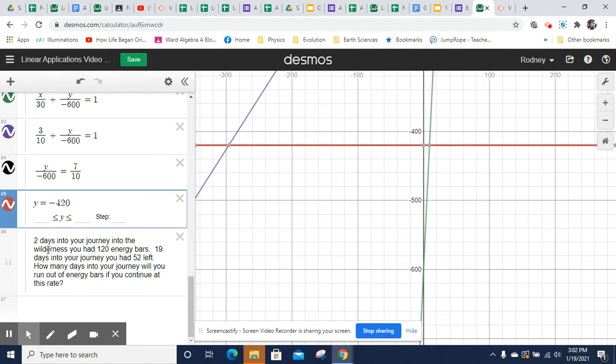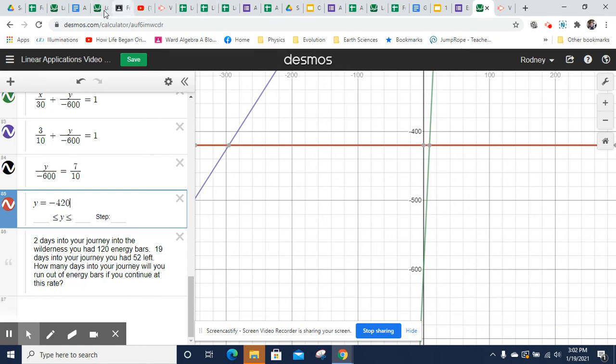So we've got 2 days, we've got 120. So time and a number of energy bars. So we can treat that as the point (2, 120). And we got 19 days and 52 left, so we can treat that as the point (19, 52). Okay, so it looks like we have 2 points.